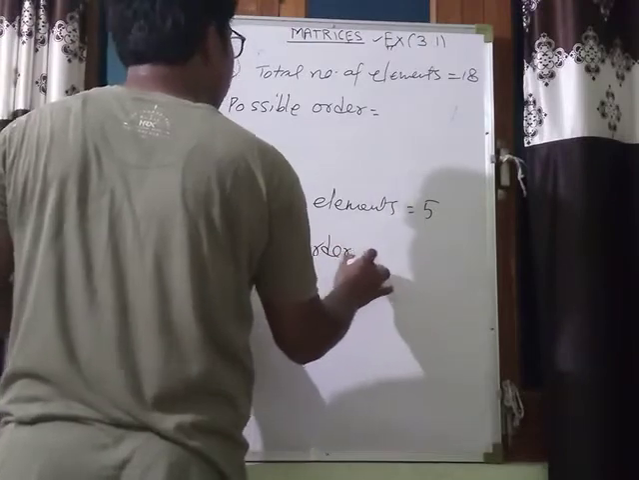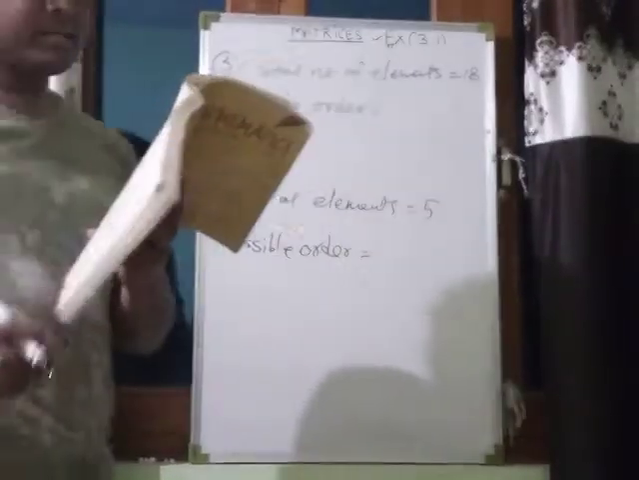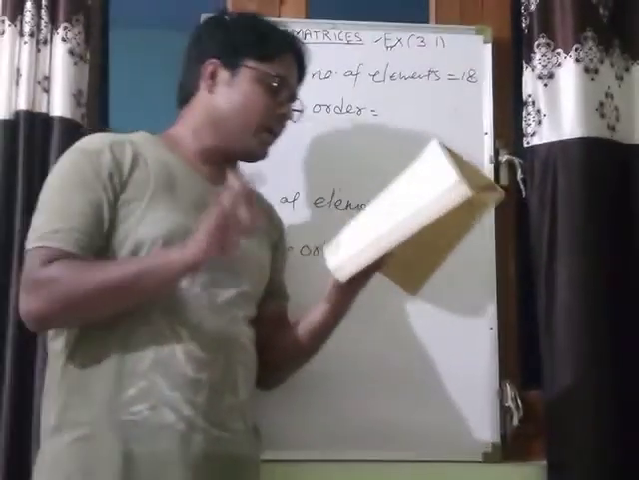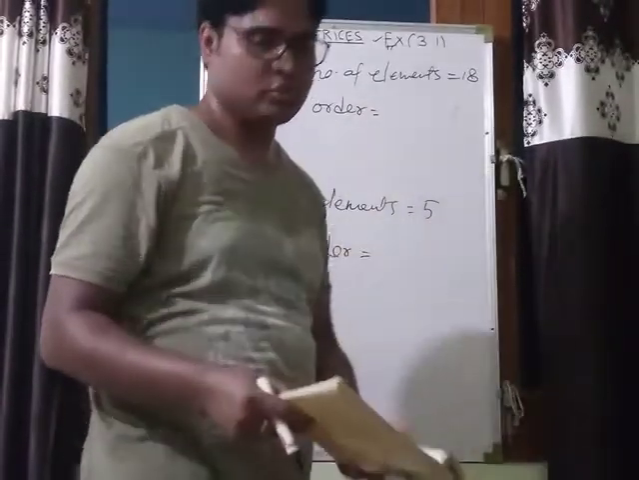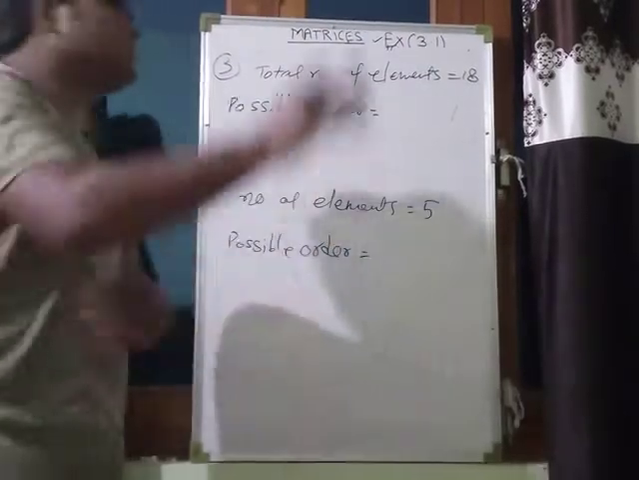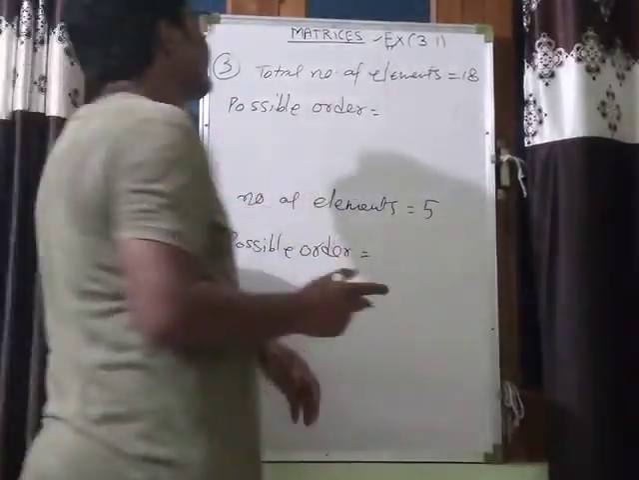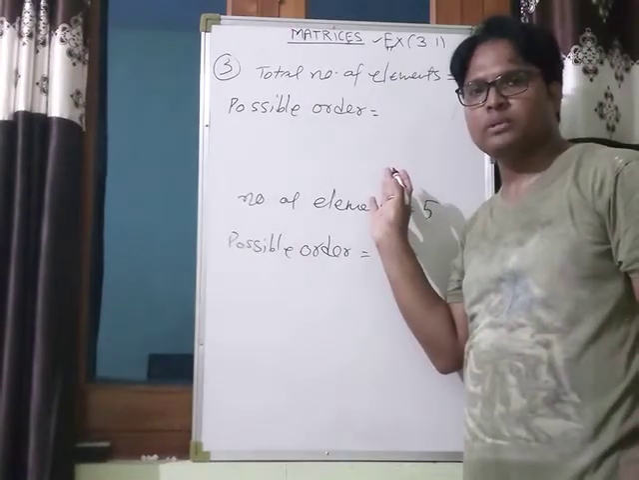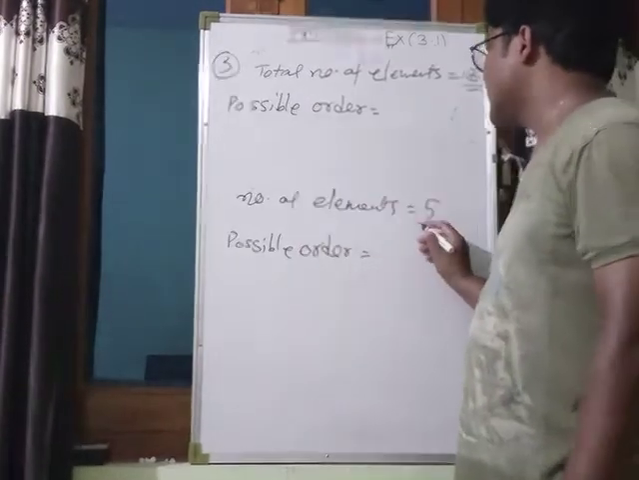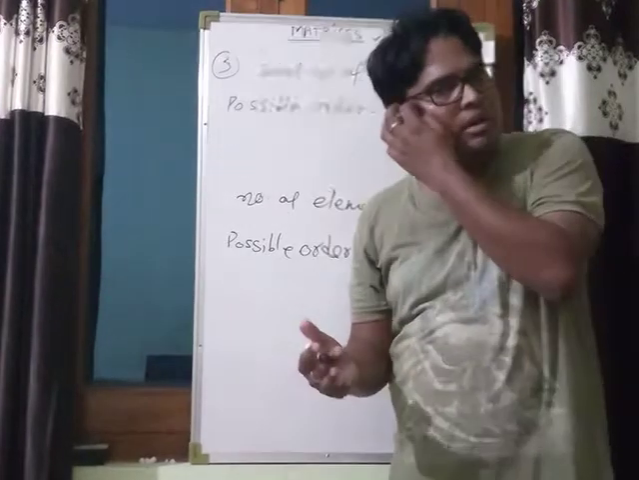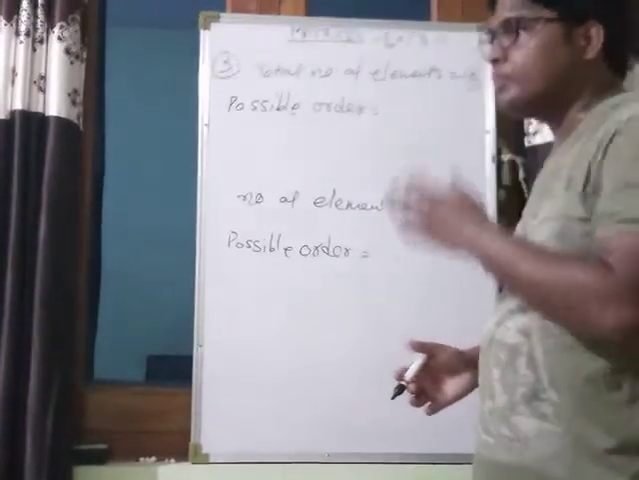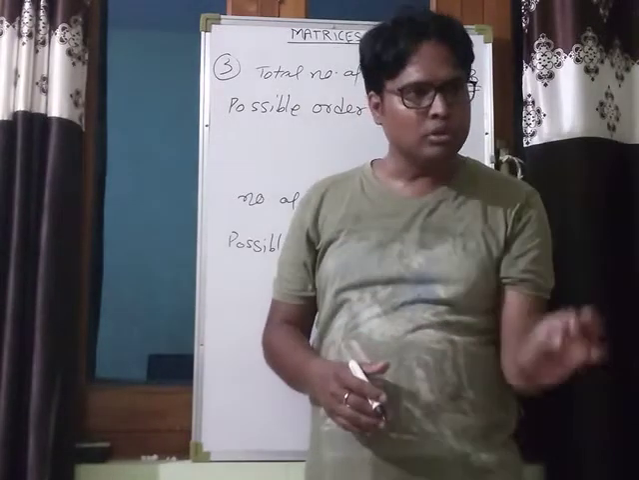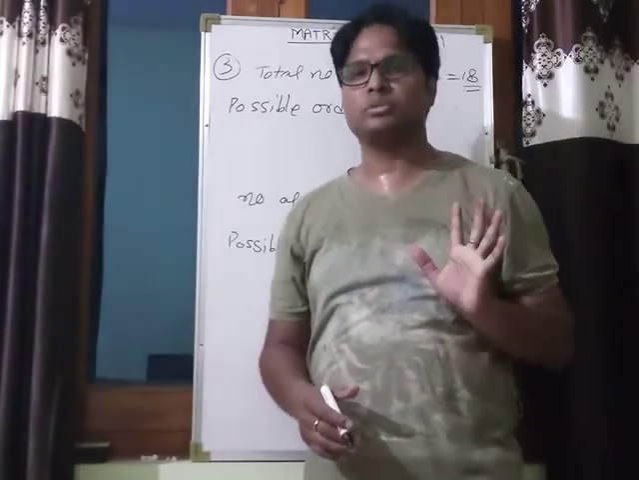You can read the question again. If a matrix has 18 elements, what are the possible orders it can have? And what if it has 5 elements? Actually, there are two questions in this question. If there are 18 elements, what will be the possible order of that matrix? And if there are 5 elements, what will be the possible order? We know that the number of elements is equal to the number of rows into the number of columns.